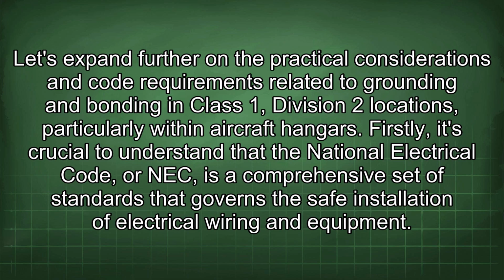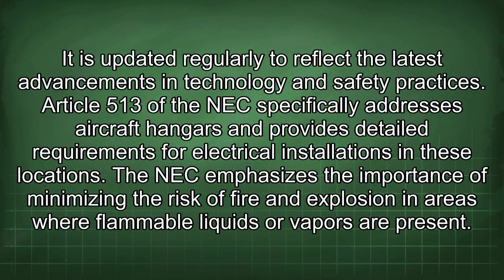Let's expand further on the practical considerations and code requirements related to grounding and bonding in Class 1, Division 2 locations, particularly within aircraft hangars. Firstly, it's crucial to understand that the National Electrical Code, or NEC, is a comprehensive set of standards that governs the safe installation of electrical wiring and equipment. It is updated regularly to reflect the latest advancements in technology and safety practices. Article 513 of the NEC specifically addresses aircraft hangars and provides detailed requirements for electrical installations in these locations.